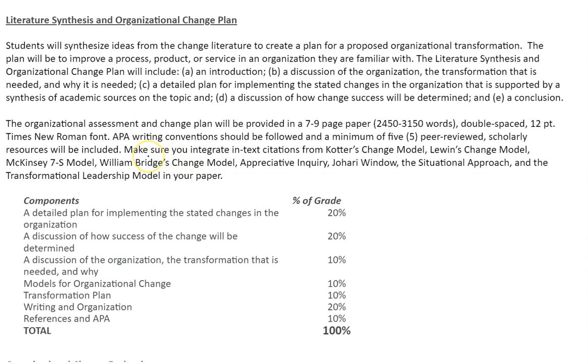And of course, it's asking you to integrate the models that we've been talking about in our discussion. Cotter's change model, Lewin's change model, McKinsey's 7S model, William Bridges' change model, appreciative inquiry, Johari's Window, situational approach, and transformational leadership. So all of these are going to be included in what I'm looking for, because it's in the syllabus, right? And then, of course, the syllabus breaks down what I'm looking for into percentages that are going to be reflected on the rubric that I use as I grade your paper.